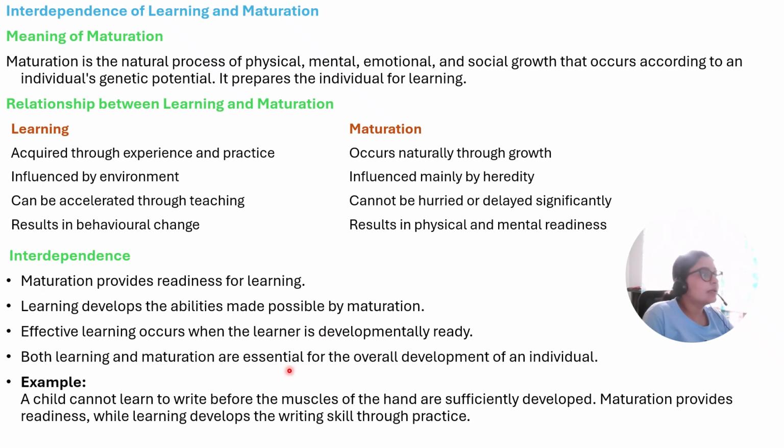Effective learning occurs when the learner is developmentally ready. He should be matured to learn. Both learning and maturation are essential for the overall development of an individual. Example, a child cannot learn to write before the muscles of the hand are sufficiently developed. That means physical maturation should happen. For a person to learn writing, the muscles of the hands should be matured completely.